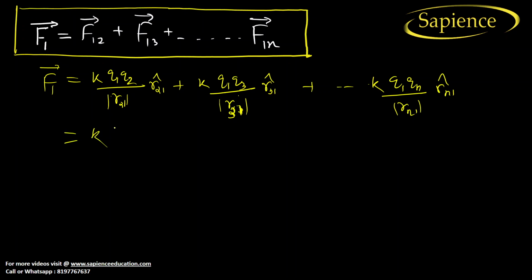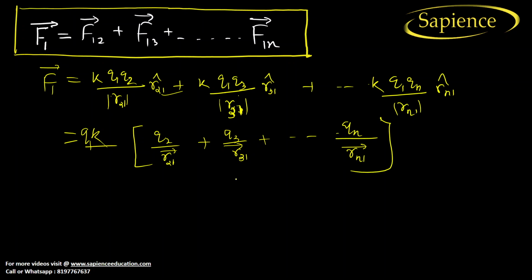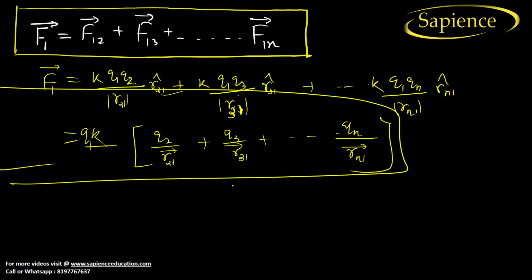Now what is common? The common factor is k, and q1. So we can write k q1 into q2 by r21 vector, you can use this in vector form, plus q3 by r31 plus up to qn by rn1 vector. So in this way we can find the vector addition, or the net force due to multiple charges. I hope you have understood this.